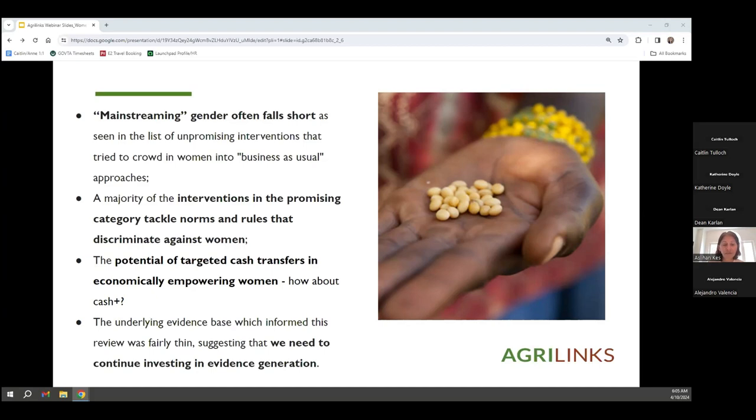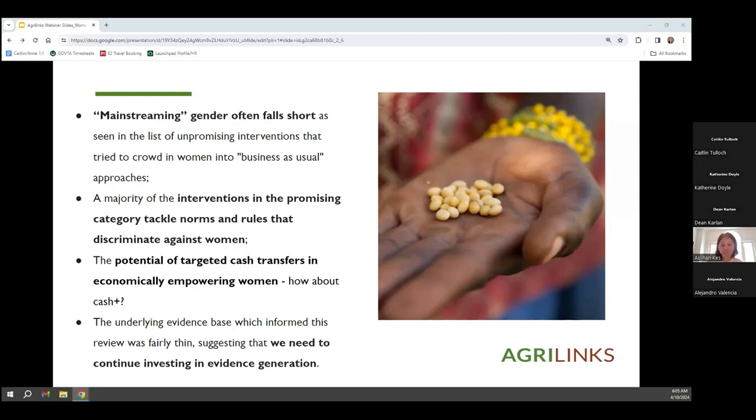The second takeaway I want to highlight is that in the promising interventions bucket especially, and this was a very exciting finding for me particularly, many of the interventions that surfaced from women's land rights and access, expanding co-titling, community-based childcare centers, positive masculinity interventions, and intra-household decision-making, all these interventions actually really tackle some of the systemic challenges that women face in agriculture.